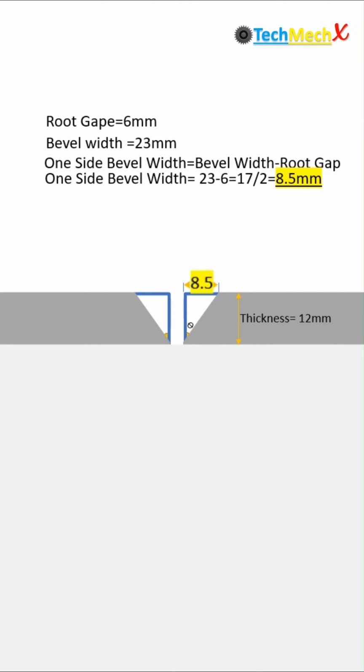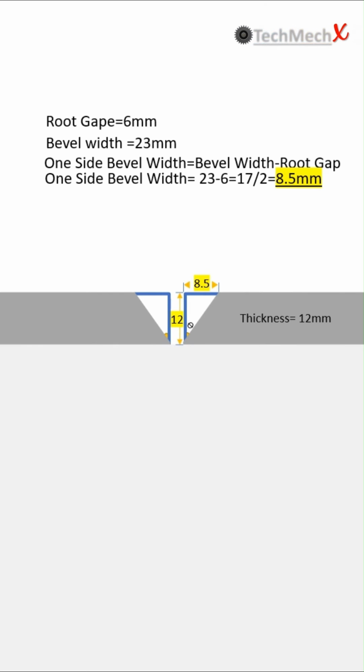To convert this to a single side measurement, we divide the result by 2, resulting in a one side bevel width of 8.5 mm. In this scenario, we are given a pipe with a thickness of 12 mm. It is important to note that in this context, the perpendicular side is the side opposite to the angle, which is 8.5 mm, while the base side is the side adjacent to the angle, which is the 12 mm pipe thickness.